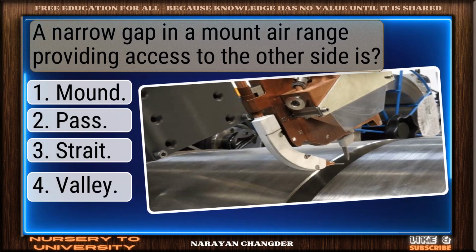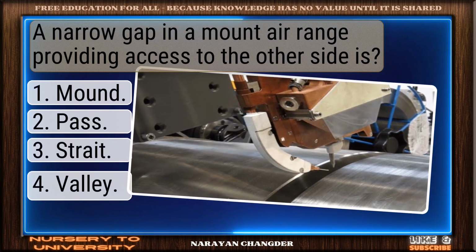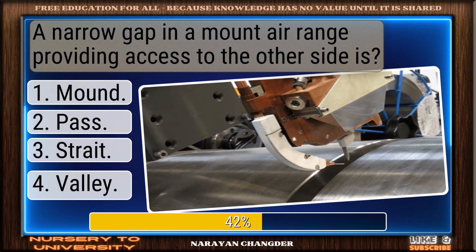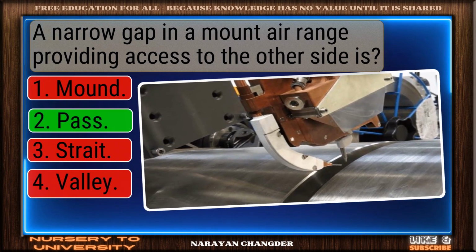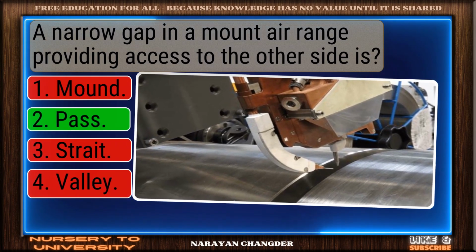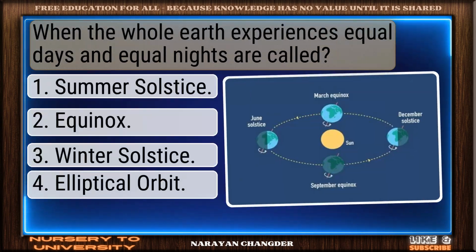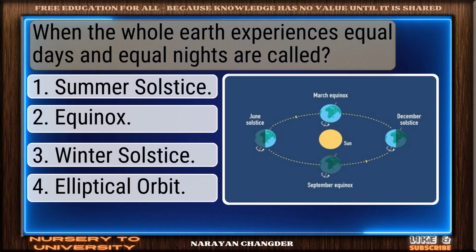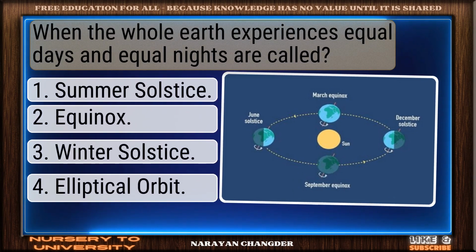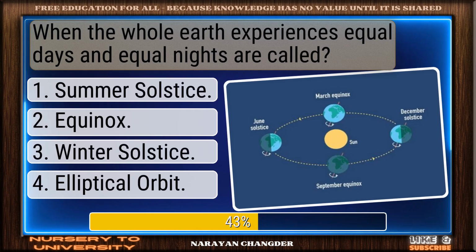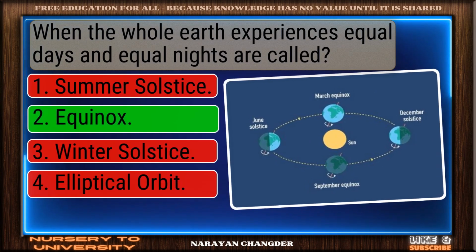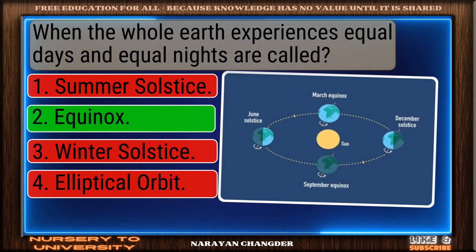A narrow gap in a mountain range providing access to the other side is? Sharp thinking. Pass is the right choice. When the whole Earth experiences equal days and equal nights, it is called? Smart pick. Equinox is the correct choice.